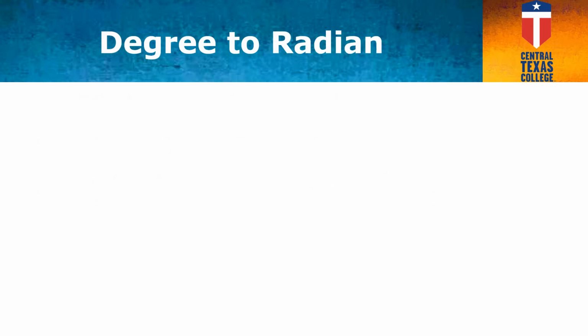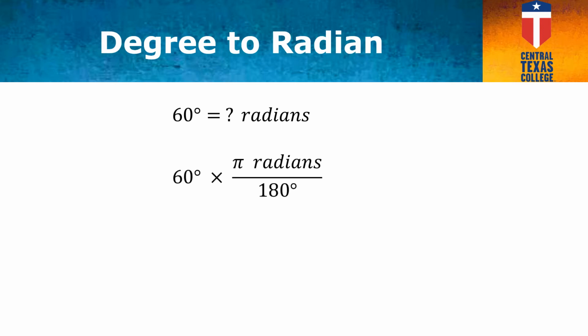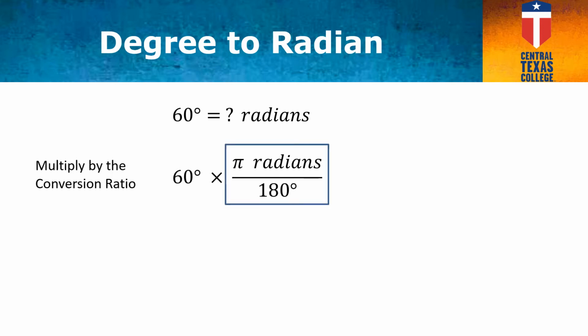Let's do an example of converting degrees to radians. Let's say I wanted to know what 60 degrees was in radians. Since we're starting with 60 degrees, I will multiply by the conversion ratio that has degrees on the bottom. So I'm going to multiply 60 degrees by pi radians over 180 degrees. Ignoring units for a second, we have 60 pi on top and 180 on the bottom. If you reduce that, we get pi thirds radians. Notice that we had to use a conversion ratio with degrees on the bottom since we started with degrees.